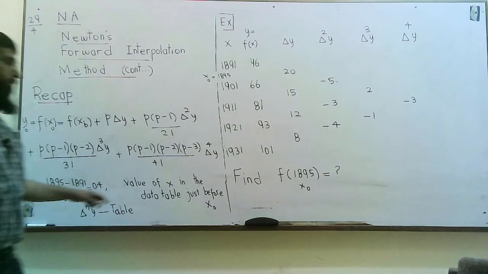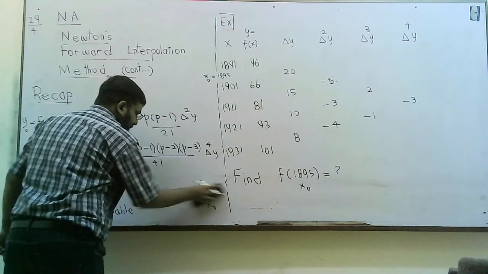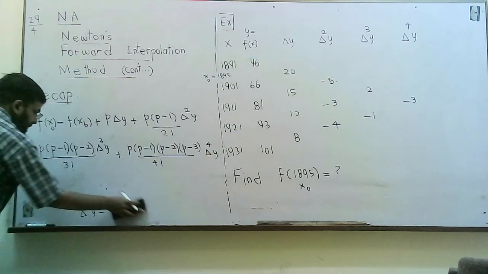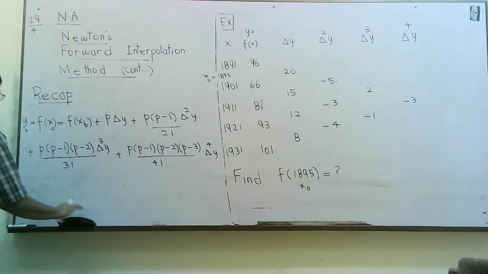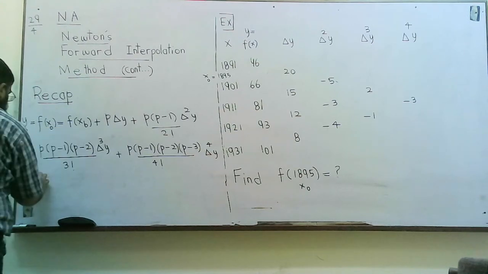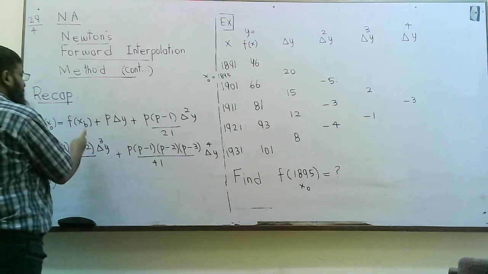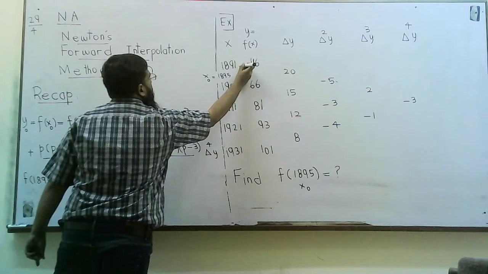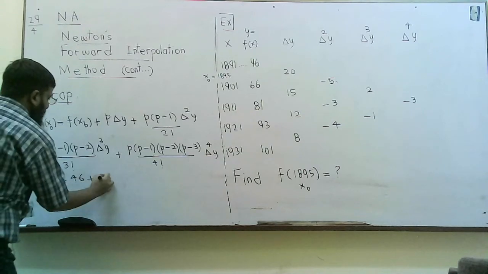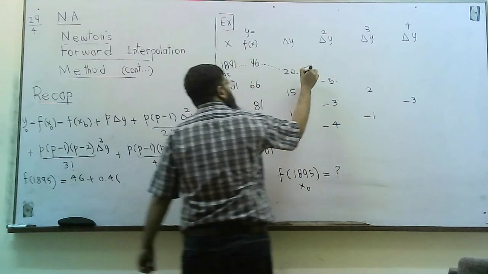The value of x in the data table just before x naught is xb. We have already computed that. It's 1891 in this case. And the del n y's are computed from the table. So now we are in a very good position to find f of 1895. We'll work with f of xb, where xb is 1891 and f of that is 46, plus p is 0.4 times del y, and del y's are computed, we studied yesterday, along the diagonal of the table.